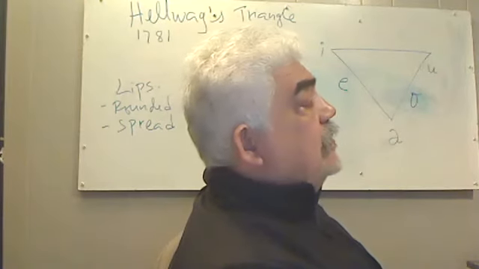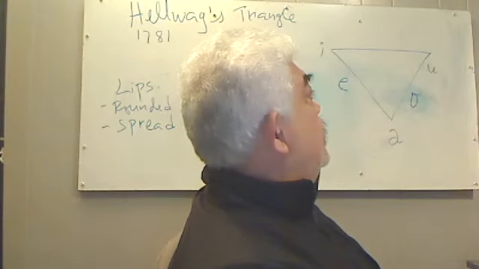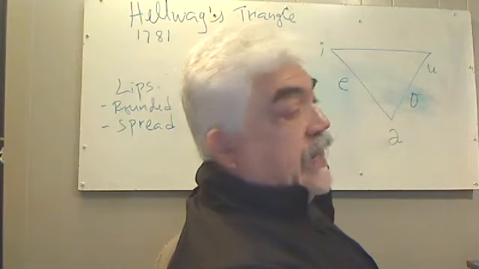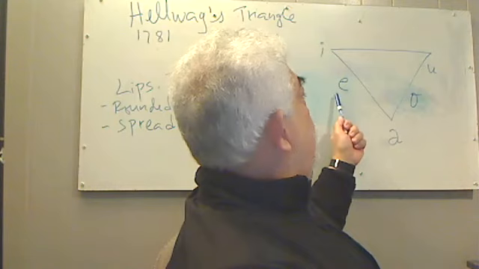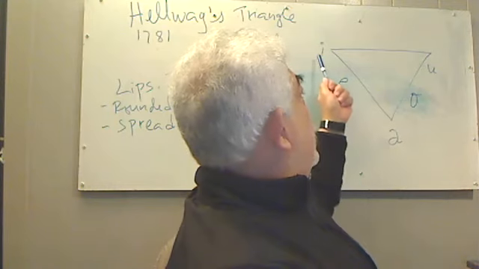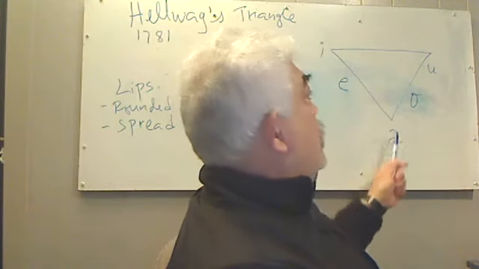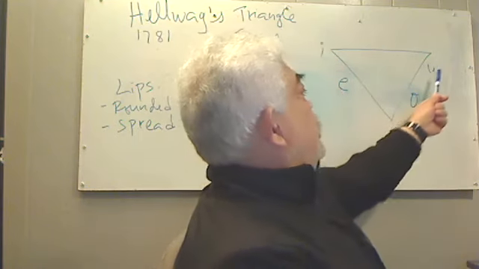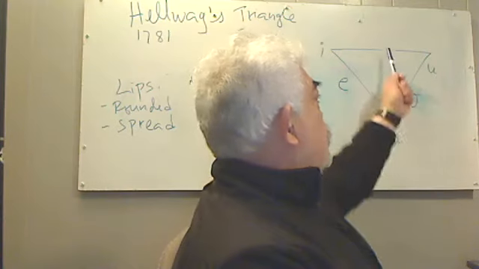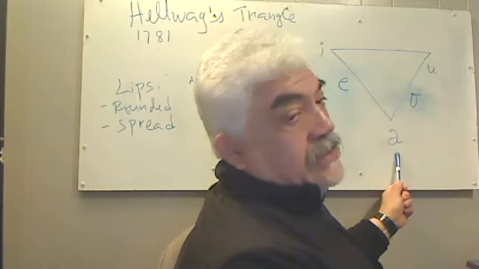In the meantime, we can look at the vowels the way that Hellwag did. And then again, this is going to be high, central, and low. Now, this is going to be the anterior position, and this is the posterior position. So the vowel A is central.